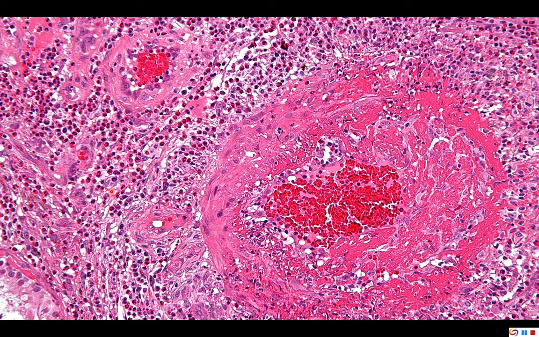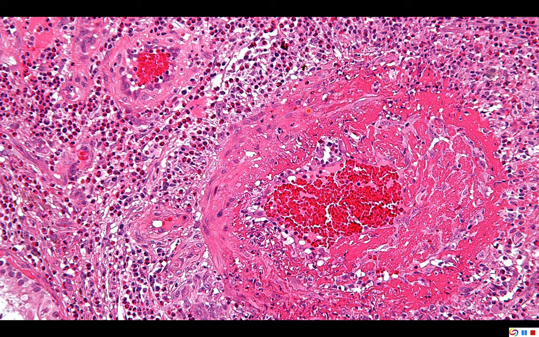And here's another example of the fibrinoid necrosis. So basically it just looks like fibrin. That's why it's called fibrinoid necrosis. But you can see that this was a vessel, and now it's basically almost just replaced by all of this necrotic pink tissue interspersed with inflammatory cells.